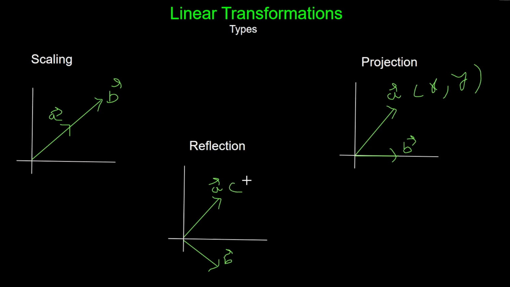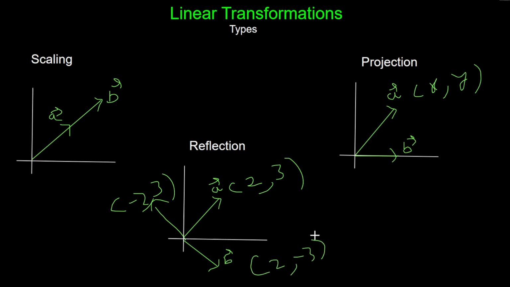Let's look at the geometric example. Let's say this is 2 comma 3. So what will we have here? If we reflect this over the x-axis, we'll have 2 and minus 3 because it's the negative y direction. Sorry, if we reflect this over the y-axis, we'll have it like this. So this will be minus 2 comma 3, and the other will be 2 comma minus 3. So this is called reflection.